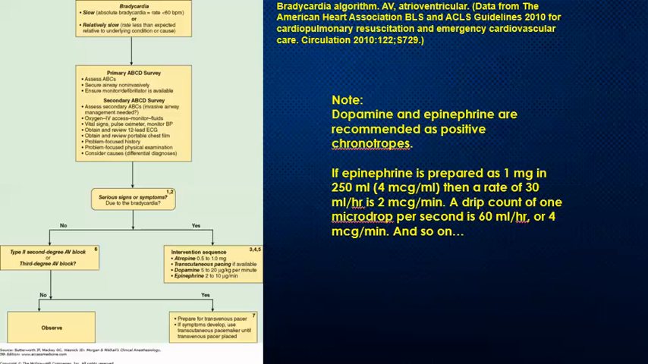As I alluded to earlier, and as this slide summarizes, if epinephrine is prepared as 1 milligram in 250 mils of diluent, this gives you a concentration of 4 micrograms per mil. A rate of 30 mils per hour is 2 mics per minute. A drip count of 1 microdrop per second is equivalent to 60 mils per hour, or 40 micrograms per minute.